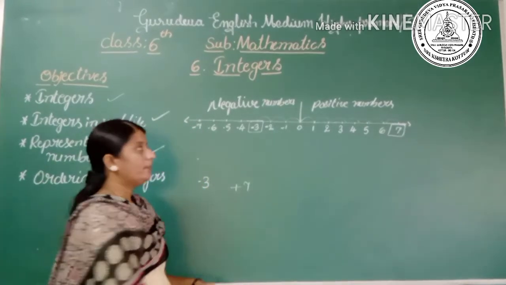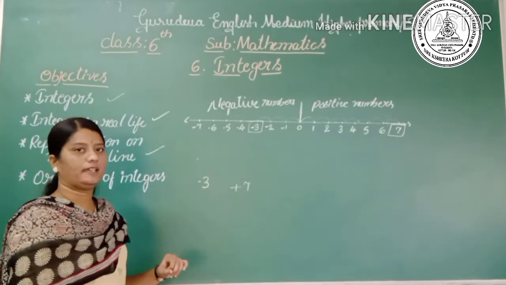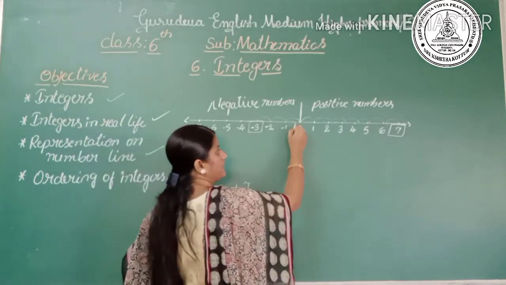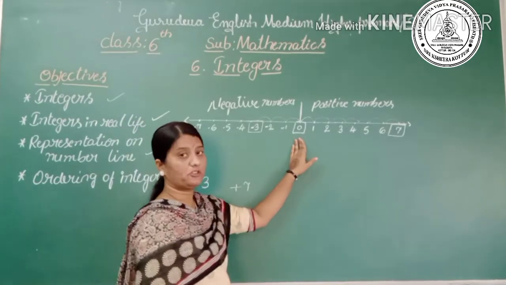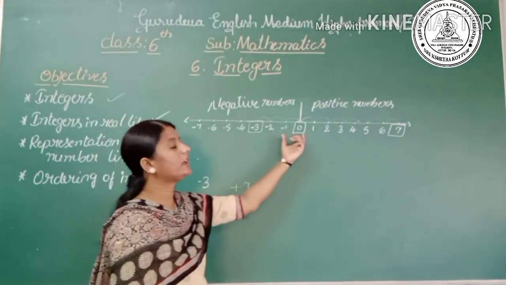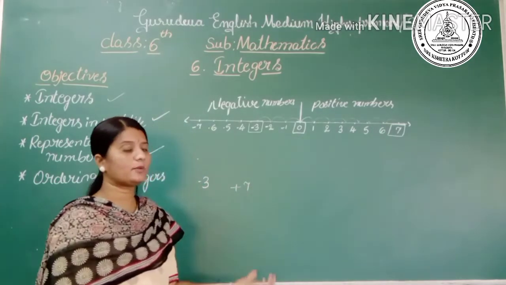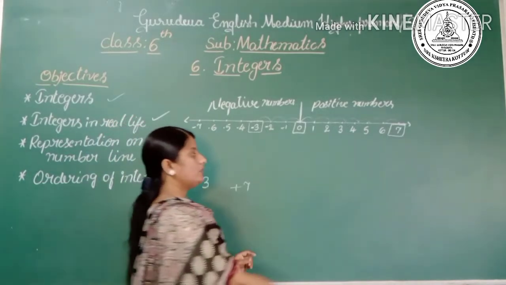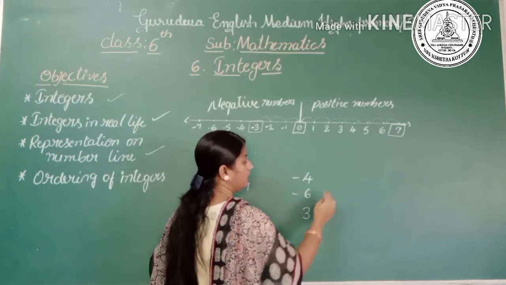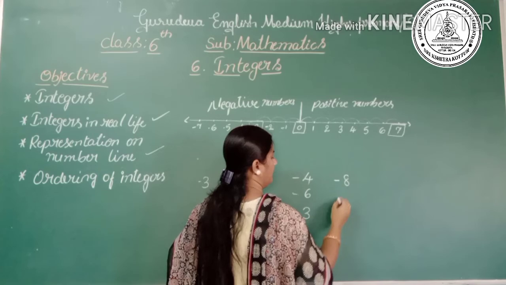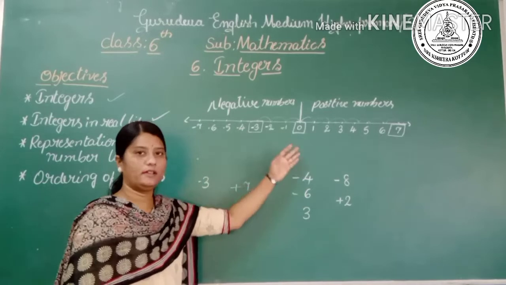These are negative numbers. But 0 is neither a positive number nor a negative number. So 0 we have taken it as a reference point. Then you can also mark the numbers on the number line. You can mark minus 4, minus 6, and 3, minus 8, and plus 2. So these 5 points you can mark on the number line.